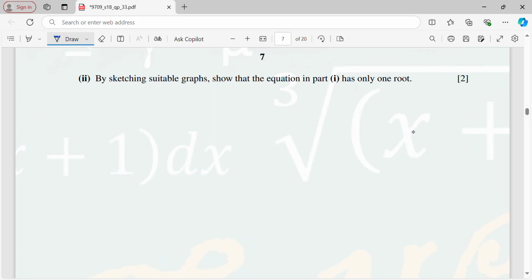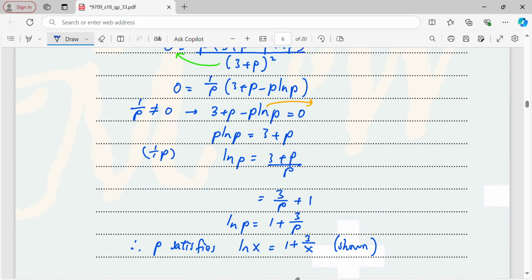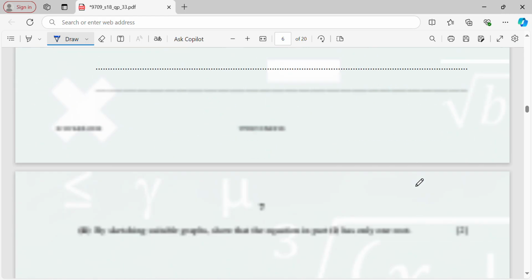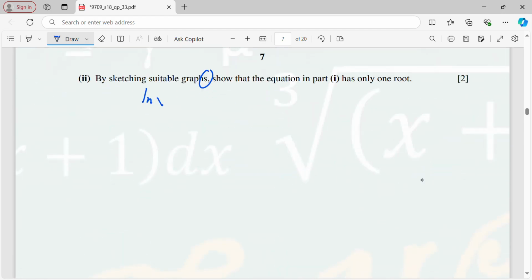Okay, now part 2, by sketching suitable graphs, so two graphs here, or more than one graph, show that the equation in part 1 has only one root. Okay, so now I go back to the equation in part 1, ln x equals 1 plus 3 over x. But given here, the hint is you have to sketch more than one graph.